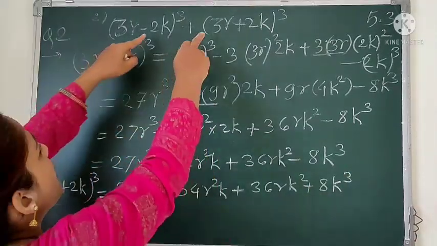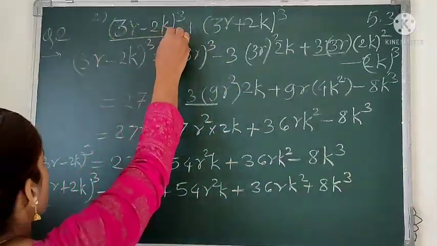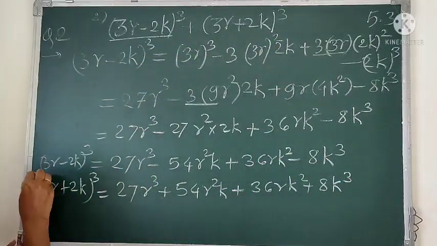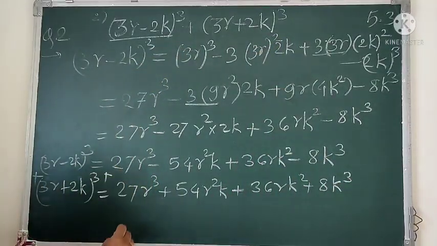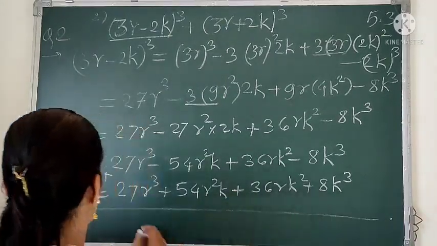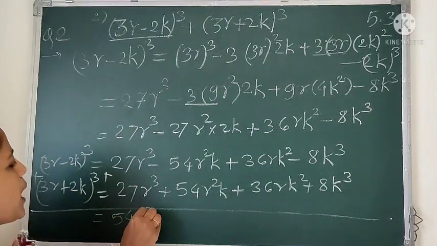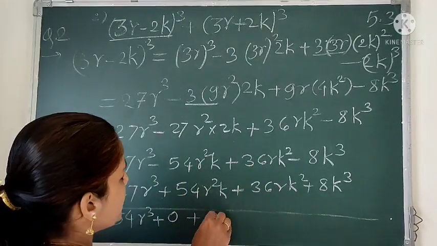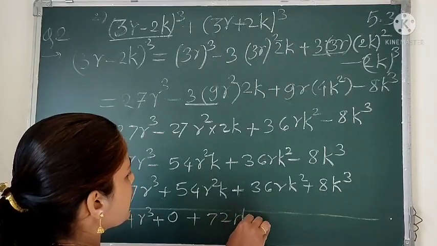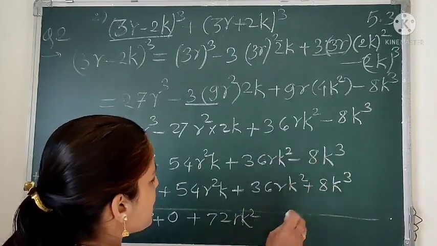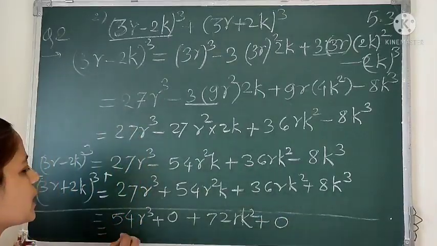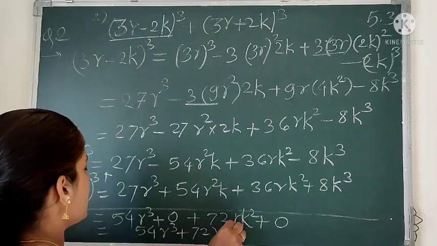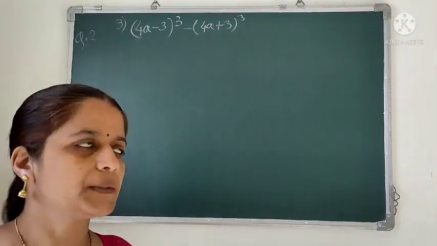Now we have to do the addition of these two expansions. The first term's expansion is here, the second term's expansion is here. We have to add. On the left we added, on the right also we will add. 54r cube, minus 54 plus 54 is 0. 36 and 36 is 72rk square, minus 8 plus 8 is 0. So here comes 54r cube plus 72rk square.